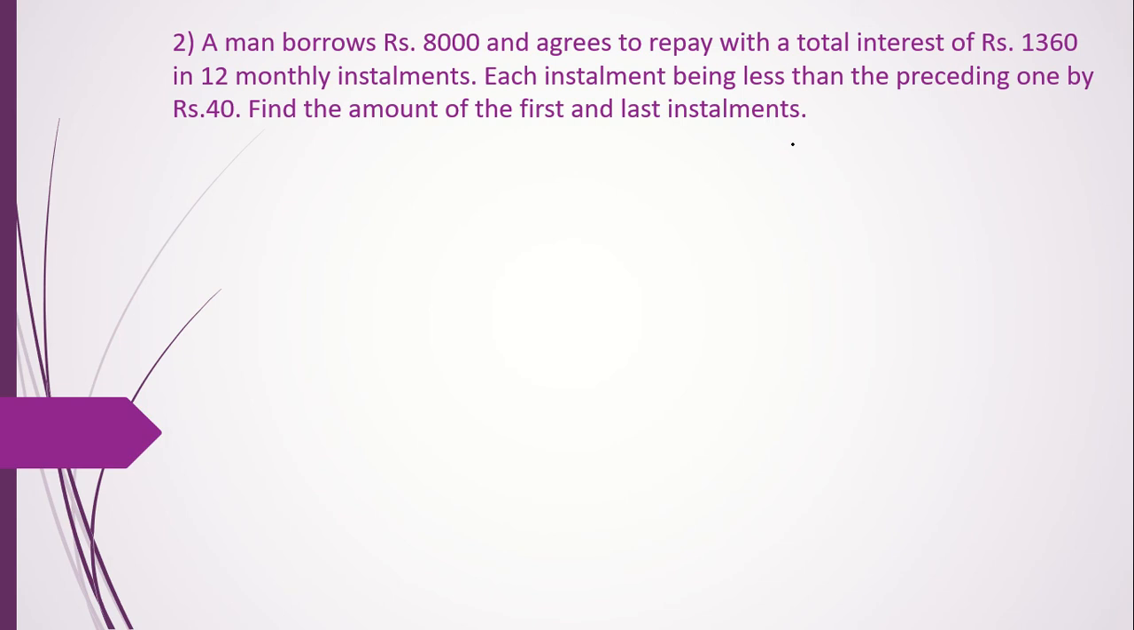Now, as I told you, in this case they have not given us the sequence, right? They have not given us the sequence. So just first see what is given to us. So he borrows 8,000 rupees. So the principal is 8,000.